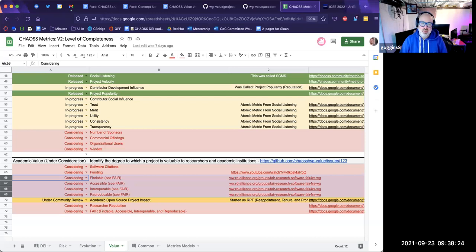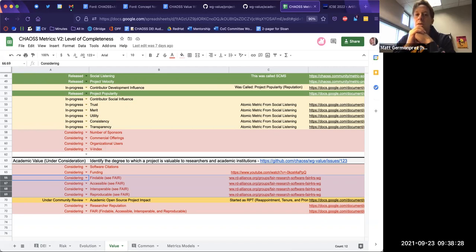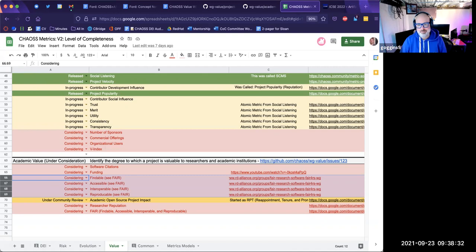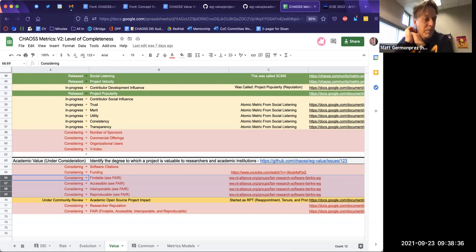Like, everything for the most part at MSR is commits. Okay, they don't go a whole lot past that. And I think that's really the most significant issue. So are each of these, findable, accessible, interoperable, and reproducible, all built around commit structure? Yeah, in some form or fashion.